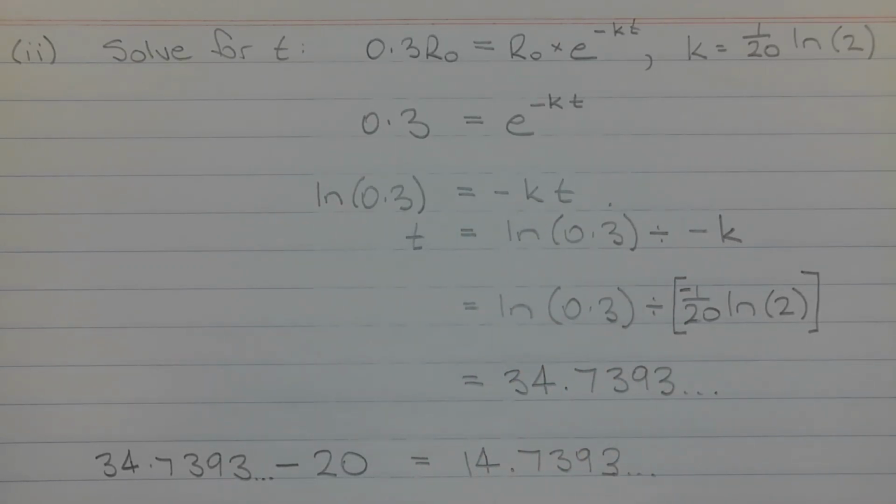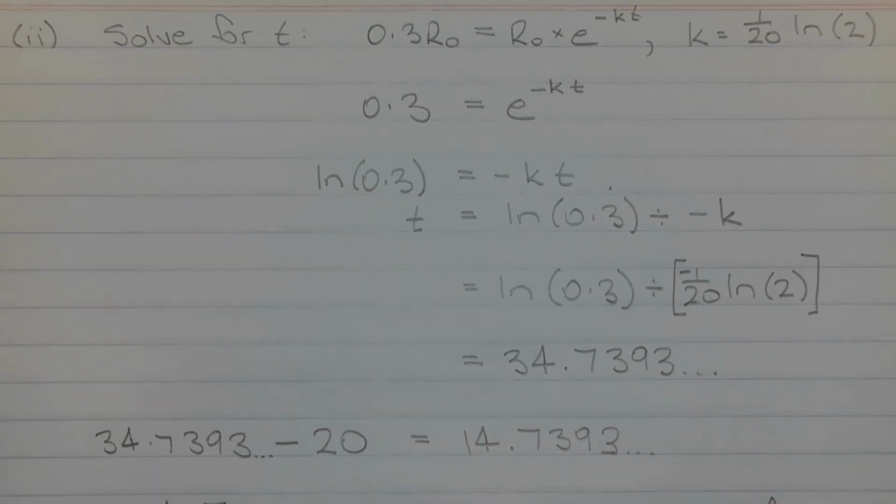Now, to isolate t, we divide ln of 0.3 by negative k. So t is equal to ln of 0.3 divided by negative k. So we get ln of 0.3 divided by, open bracket, negative 1 over 20 times ln of 2, close bracket. And that evaluates to 34.7393 and so on.